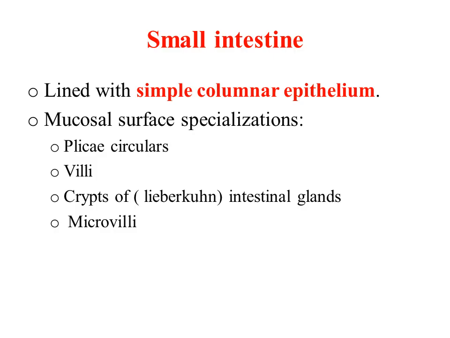The plicae circulares are similar to the gastric rugae that we have talked about, but the difference is that plicae circulares are permanent circular folds that do not disappear or change with distension, not like the gastric rugae, which disappear with gastric distension.